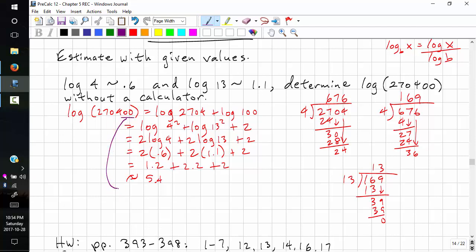So again, it's important to factor out powers of 10 first. Because if we divided this by 4, we'd get 25, and we're not given a value for log 5. And then you're going to hit a dead end.